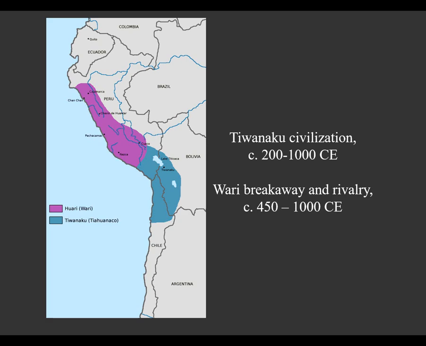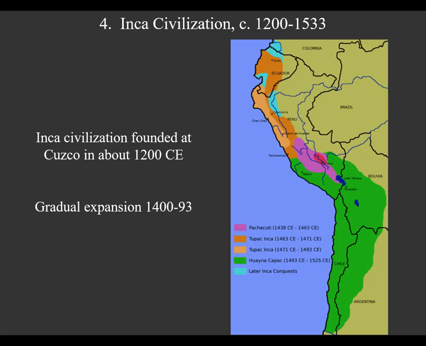So at around 1000 CE, both of the major civilizations have gone, and the Shaban civilization was long gone by then. They were gone before year zero. So the next civilization that will pop up is Incan civilization, and this is the big one that will still be in existence when the Spanish invaders show up in the early 1500s.